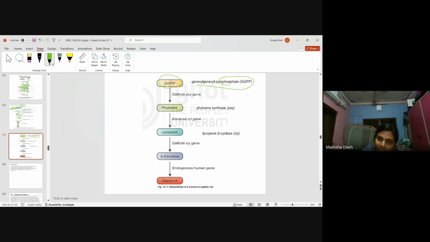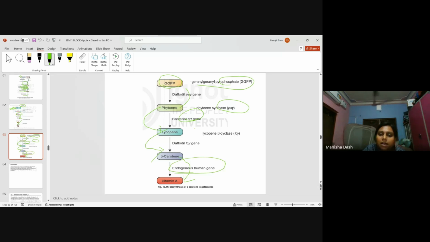So there is a gene called phytoene synthase, that is PSY. This PSY gene converts GGPP to phytoene, and the bacterial CRT gene, which stands for carotene gene, converts the phytoene into lycopene. Then the lycopene beta cyclase, that is the LCY gene, converts the lycopene to beta carotene, and finally the beta carotene is converted into vitamin A by the endogenous human gene.